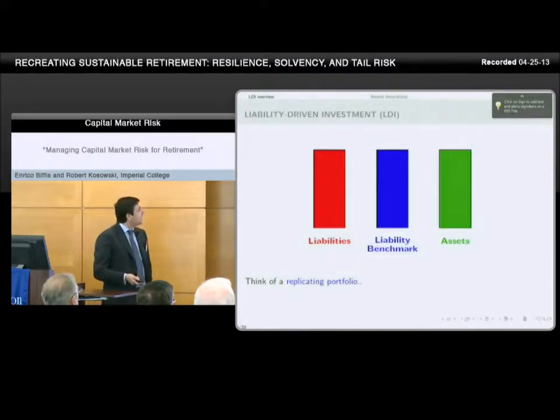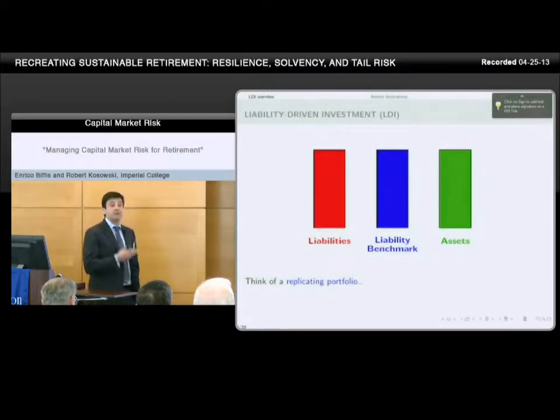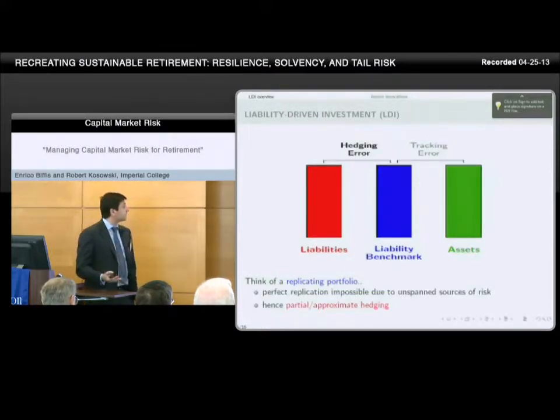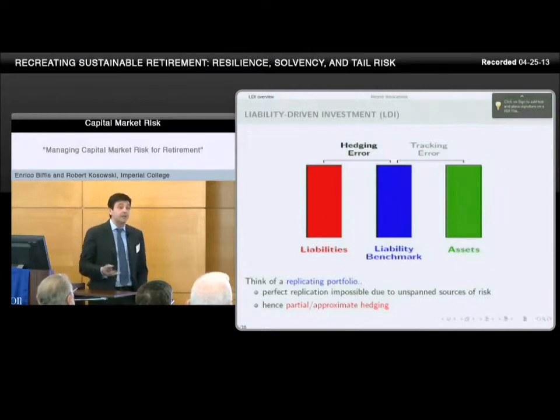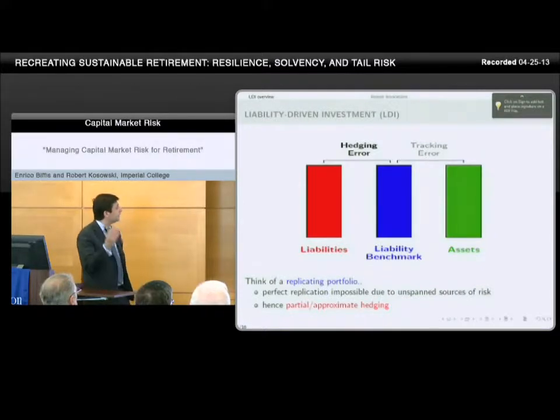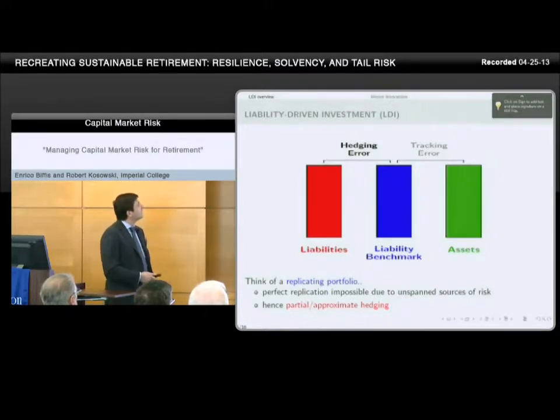Okay? Liability benchmark, in the simplest possible case, you think of hedgeable risks, the standard market risks that are tradable. You think of a replicating portfolio. But of course, the situation is much more complicated, right? Because you have all sorts of unspanned sources of risk or partially hedgeable sources of risk affecting pension liabilities. Think, for example, of longevity, inflation, long-run interest rates, and so on. So at the end, you need to construct the liability benchmark and then value it. It becomes an interesting exercise, right?